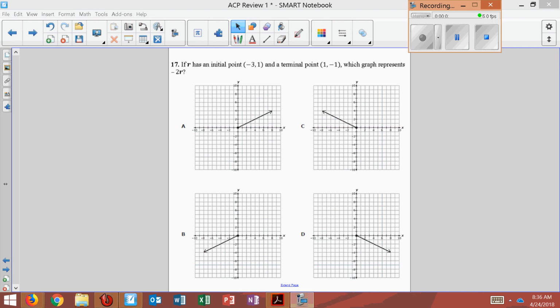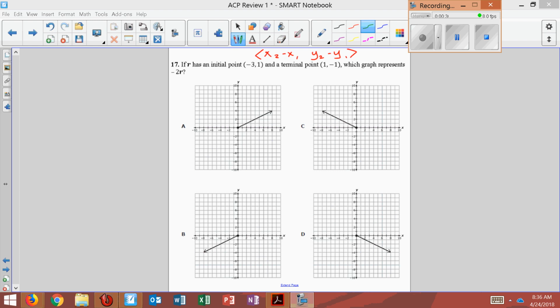Number 17. If vector R has an initial point at (-3, 1) and a terminal point of (1, -1), which graph represents -2R? So if you remember with vectors, we have to do tip minus tail first just to find the actual location. This is the tip, the terminal, the ending, so it's ending minus starting. We'll do x2 minus x1, and we'll also have y2 minus y1, and then we would put these in angle brackets, like less than, greater than symbols.